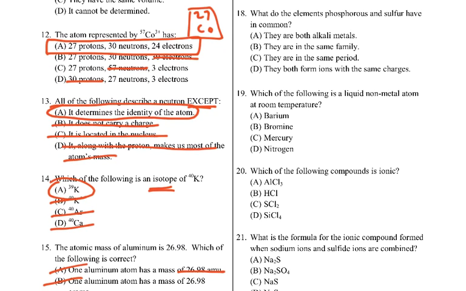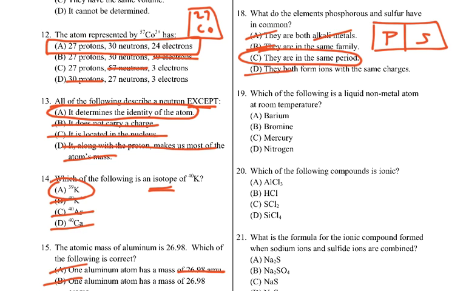What about the elements phosphorus and sulfur? Okay, look them up on the periodic table. They're right next to each other. So phosphorus, sulfur. Okay, they're both alkali metals. No, neither are alkali metals. They're in the same family. No, that would be the same column. They are in the same period, and they don't both form the same ions. Phosphorus is 3 minus, sulfur is 2 minus.